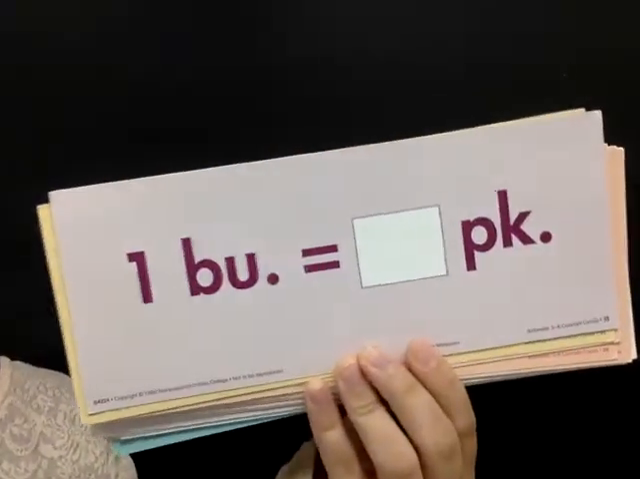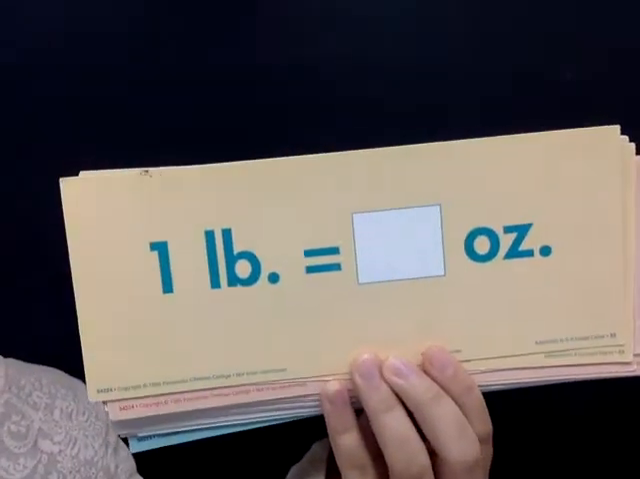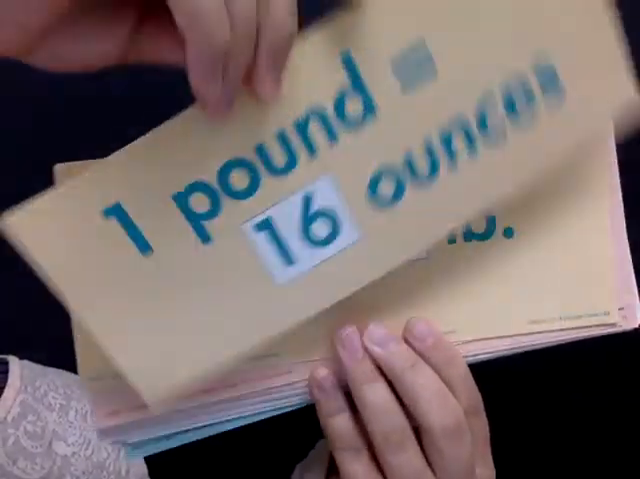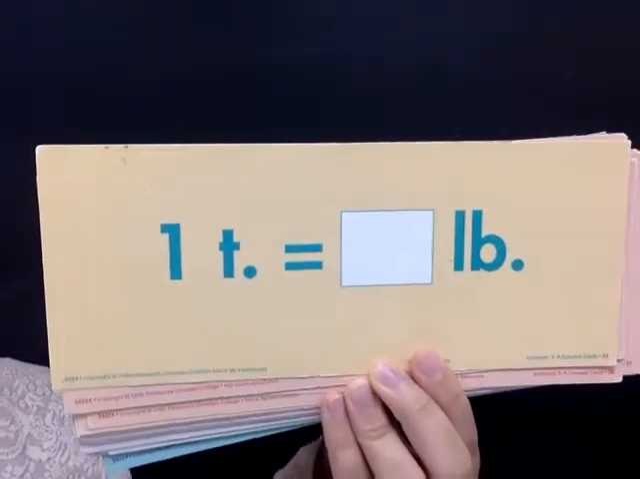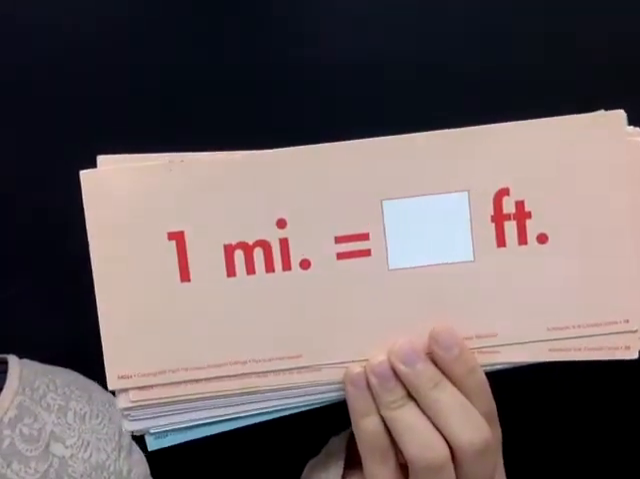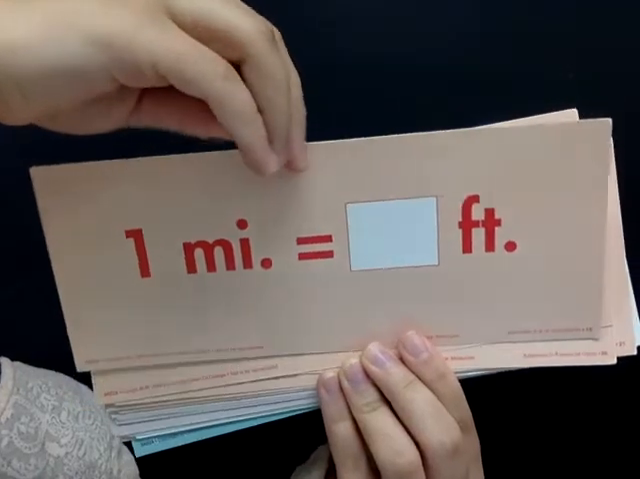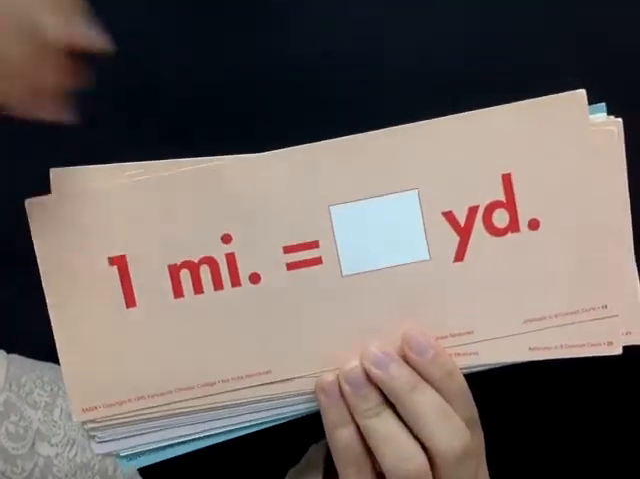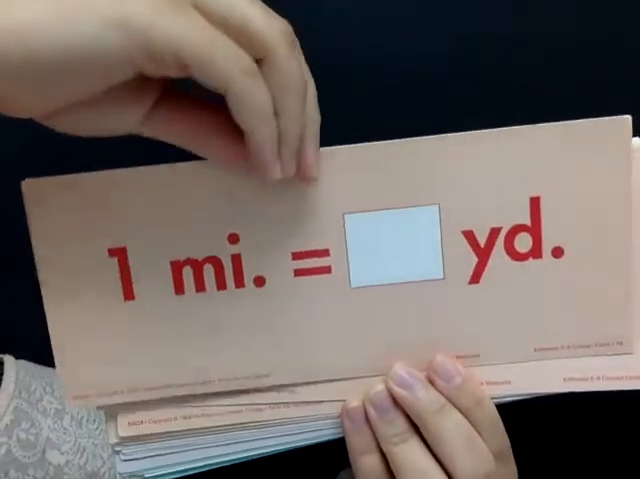8. 1 bushel equals how many pecks? 4. 1 pound equals how many ounces? 16. 1 ton equals how many pounds? 2,000. 1 mile equals how many feet? 5,280. 1 mile equals how many yards?